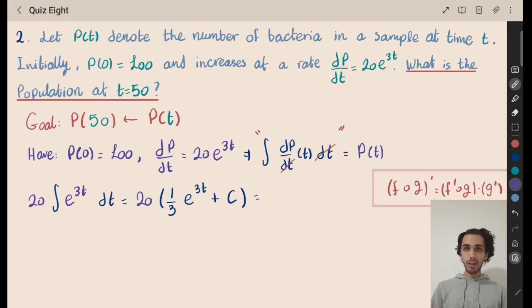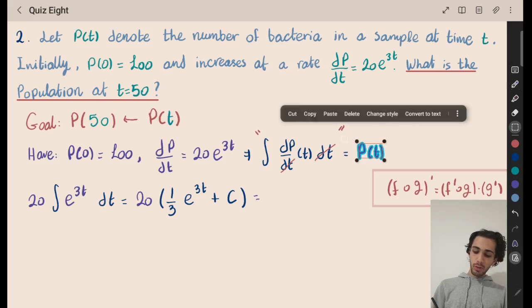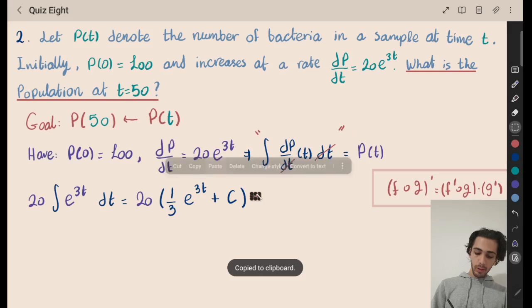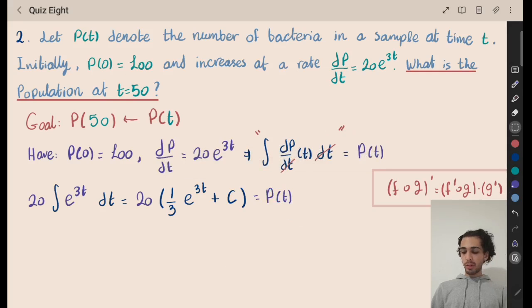Or you can just look at the answers. I think the answers are displayed after the sheet is due. Anyway, so we would equate this to p of t, but then it's a problem because c can be anything, right?